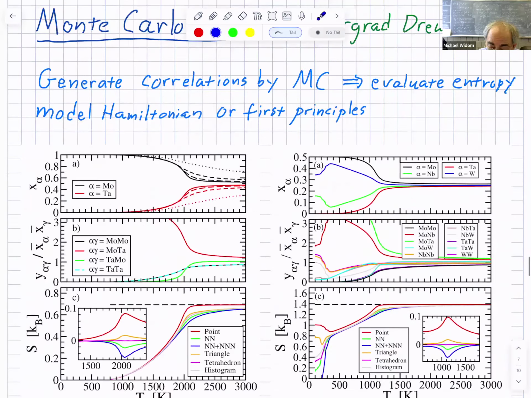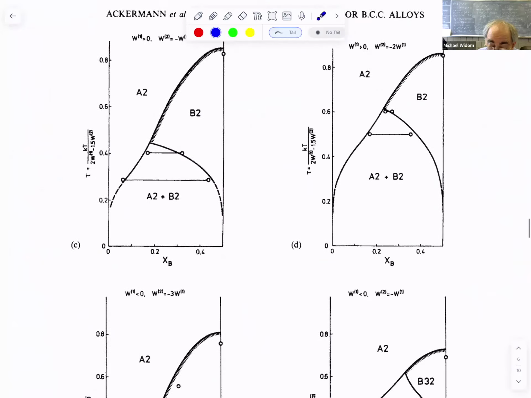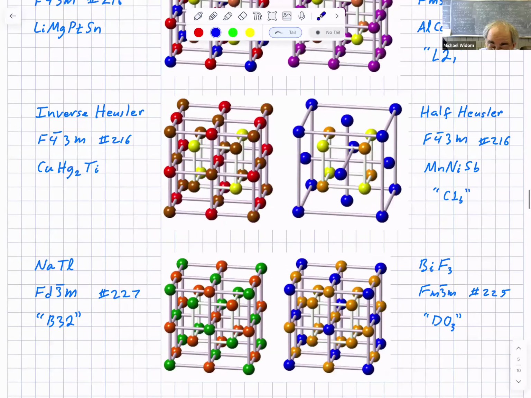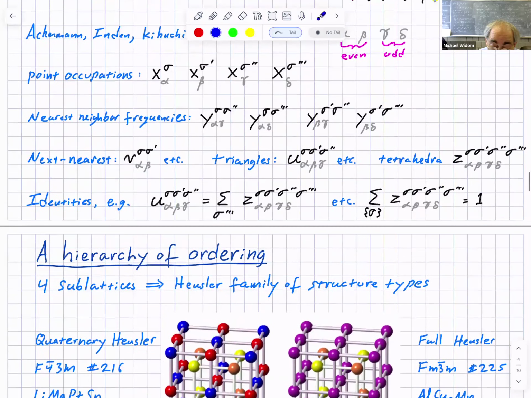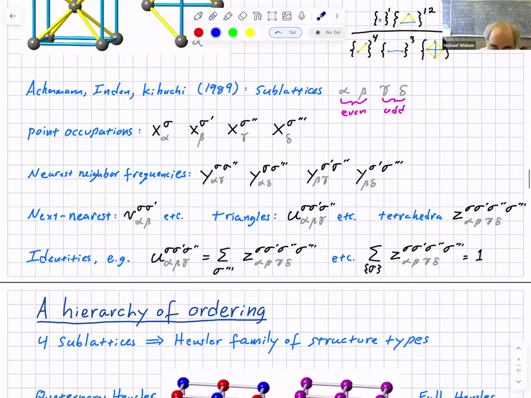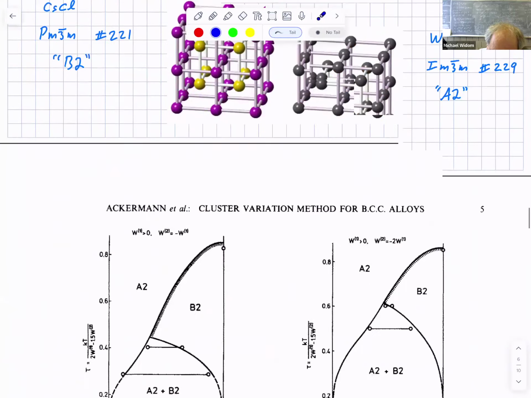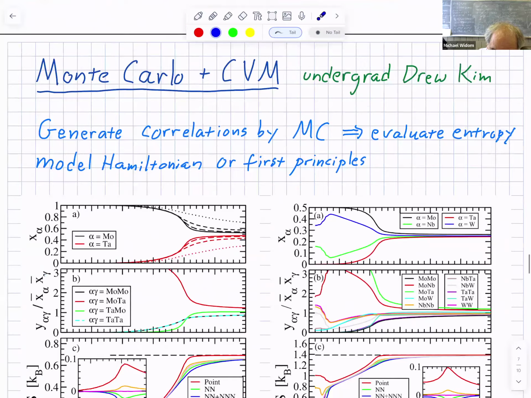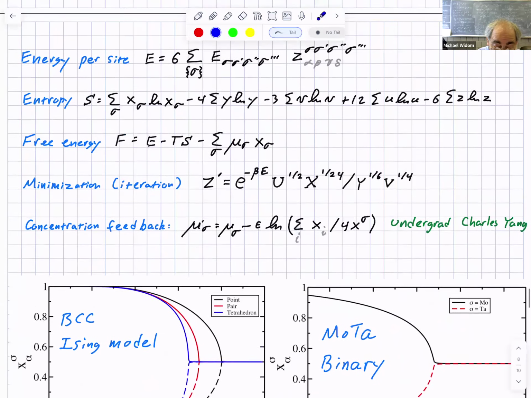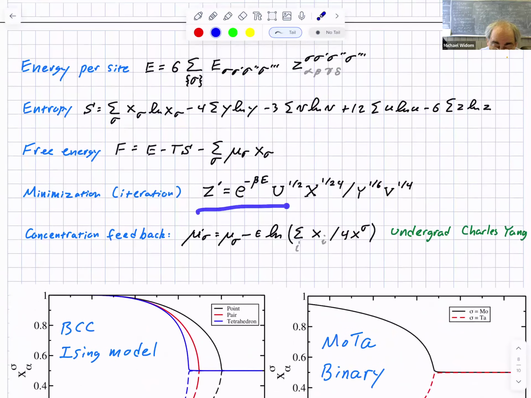I think I have written down here somewhere the iteration formula. Well, I guess I don't. But yeah, there is a nice iteration formula for the, oh yeah, here it is. Here is the iteration formula for the 4-point correlation function within the cluster variation method.